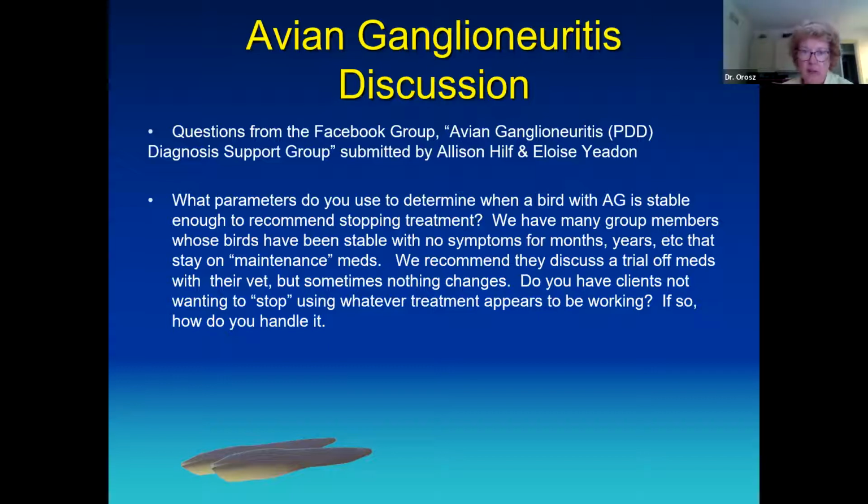Okay, I'm ready to move on. So this question really concerns when you have an AG bird that's stable, when do you recommend stopping treatment? We have many group members whose birds have been stable with no symptoms for months, years, that stay on maintenance meds. My advice would be, we use the medication until we get the bird stable.